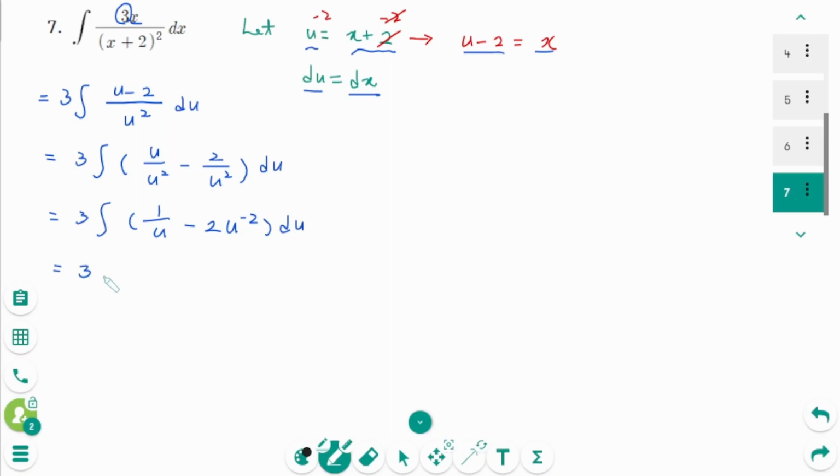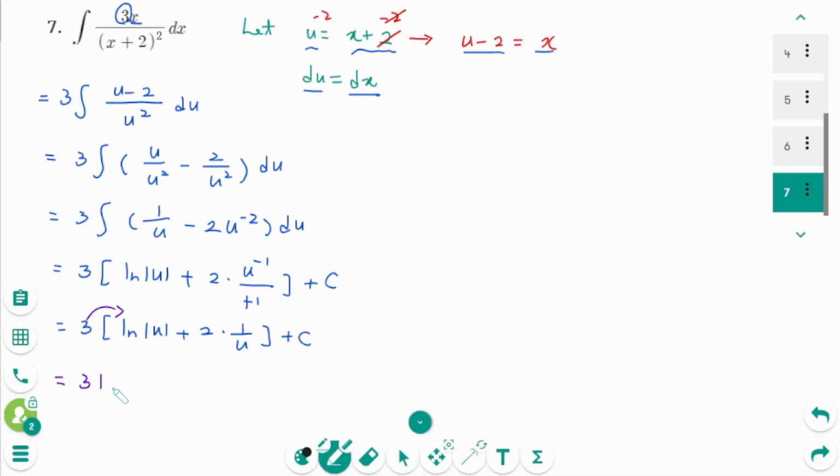equals 3 times ln absolute value of u minus 2 times, using the power rule for integration, u to the power of minus 2 plus 1, which is minus 1 over minus 1, plus c, equals 3 times ln absolute value of u, make positive, plus 2 times 1 over u plus c. Now back to the original variable x. 3 ln absolute value of u, where u was x plus 2, plus 6 over u, which is x plus 2, plus c.